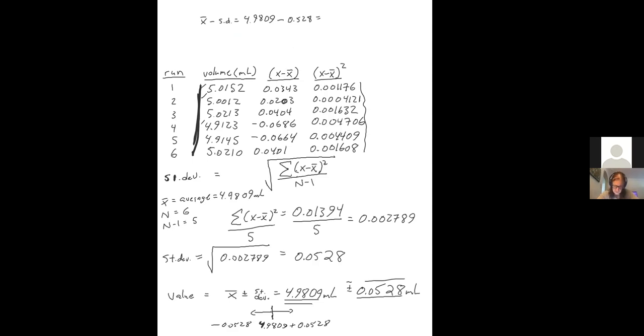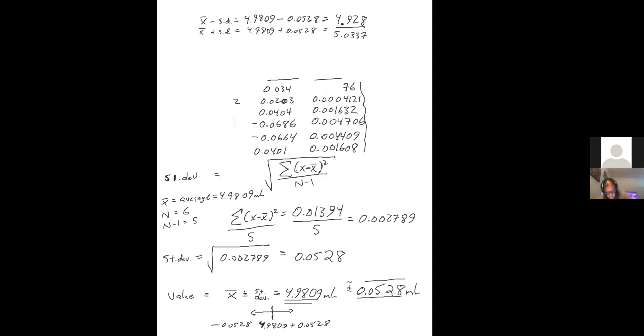Okay, so 4.98, 0.09 minus, that's 0.05, sorry. 0.05. See those zeros? You have to get those zeros exactly right or you're really going to make a big mistake. There we go. So minus 0.0528. Okay, so you get 4.928. Now let's do x bar plus the standard deviation. So that'd be 4.9809 plus 0.0528. And you would have 5.0337.